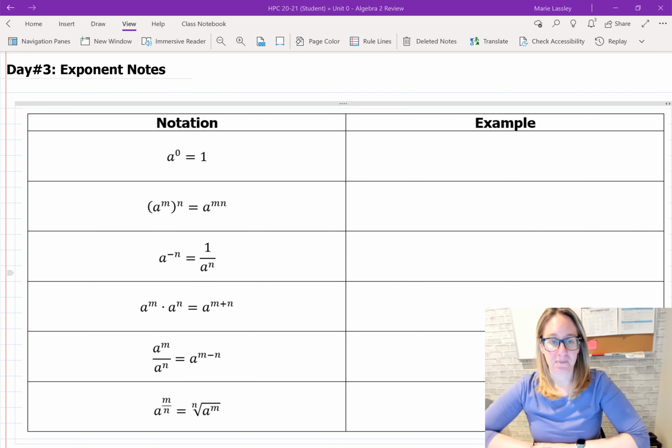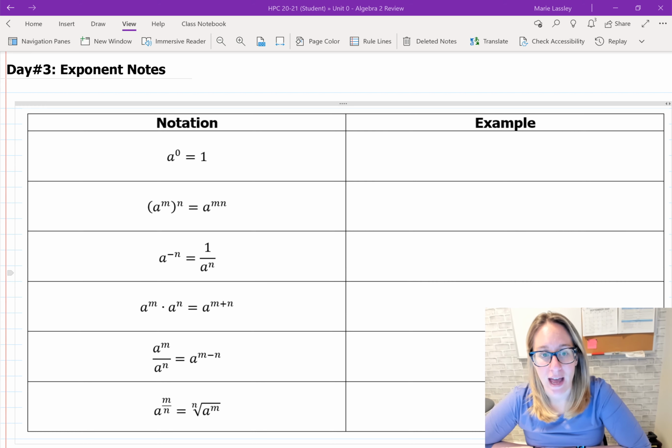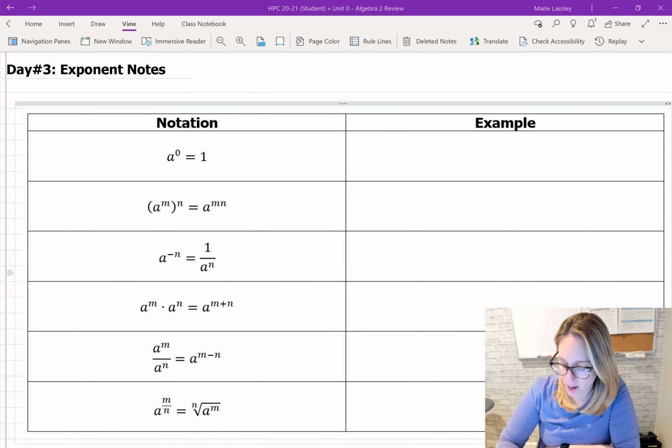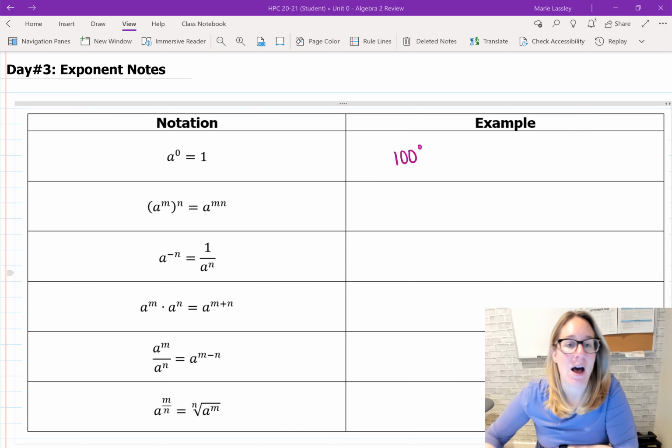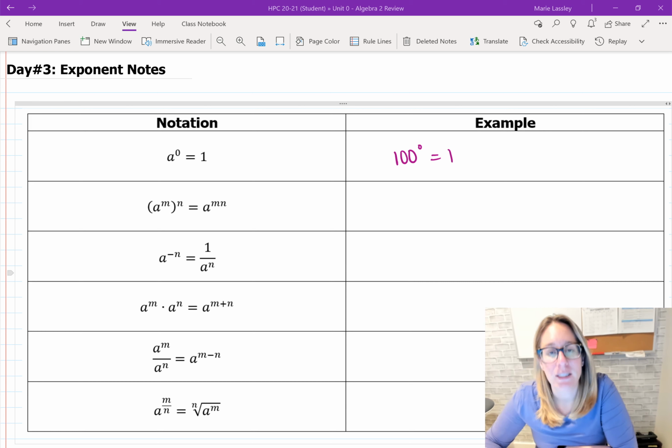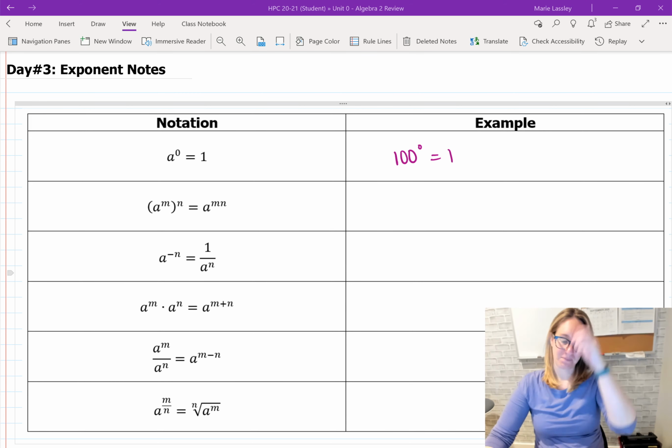All right, so first rule that we have up here is something to the power of 0. So if you have 0 as an exponent, it is always just 1. All right, so giving a number example, because sometimes numbers help. If I had 100 to the power of 0, guess what that equals? 1. Anything to the power of 0 equals 1.